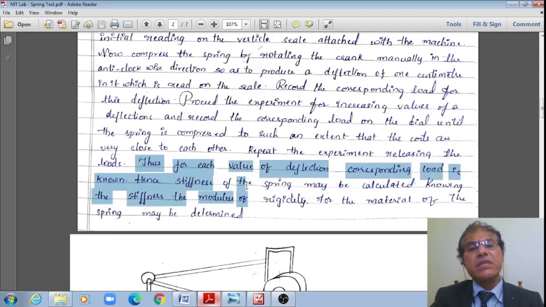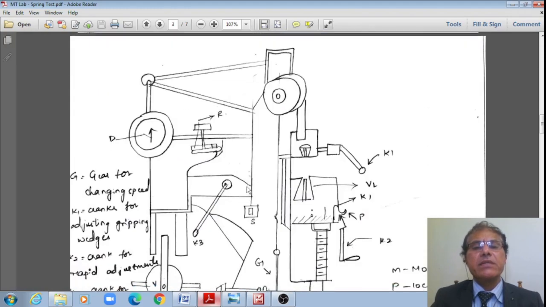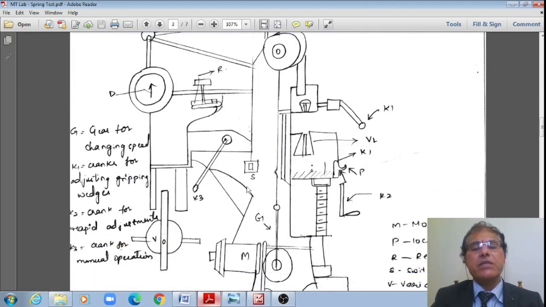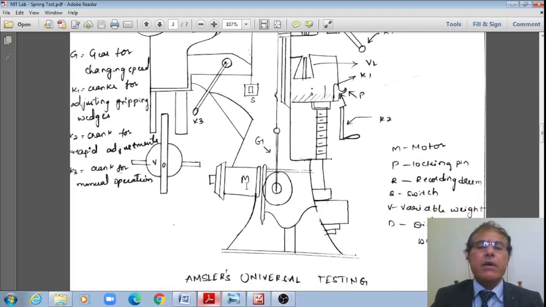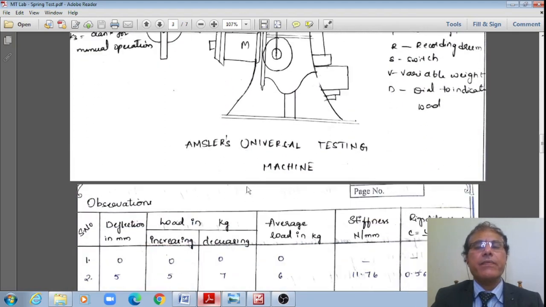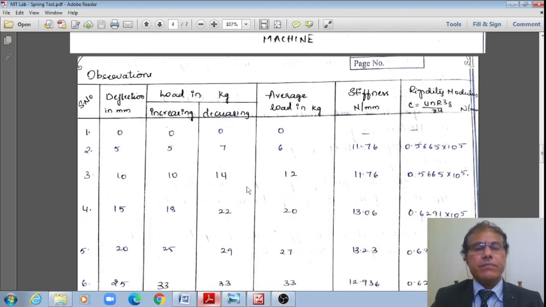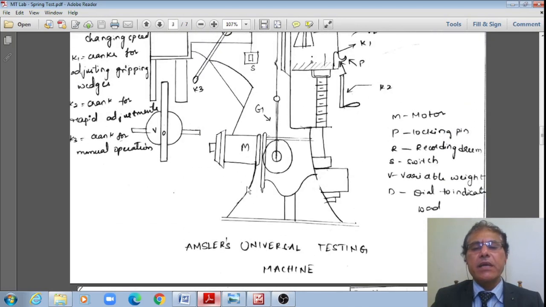Knowing the stiffness of the spring, I can even calculate the modulus of rigidity for the material of the given spring. This is the schematic we have just seen. Now let us move to conducting the experiment.